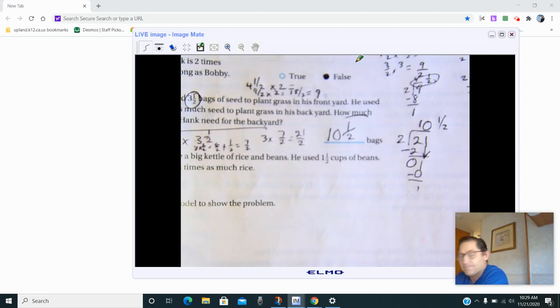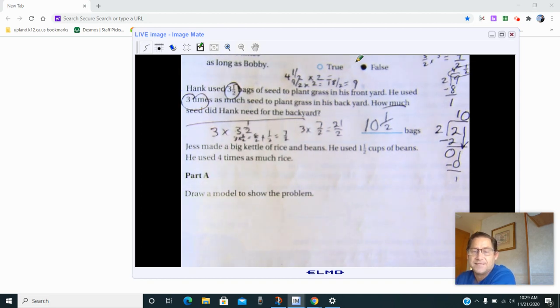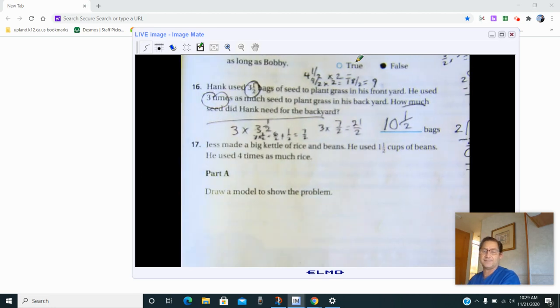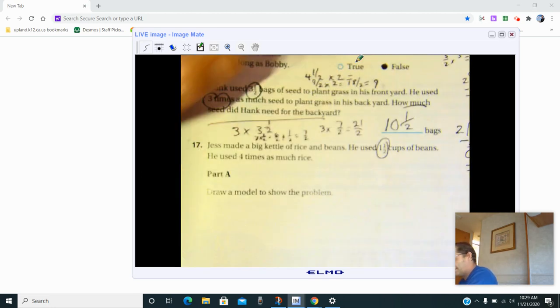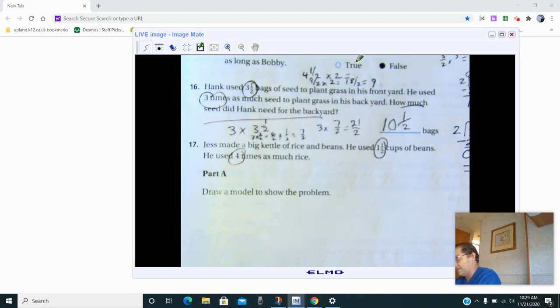17. Jess made a big kettle of rice and beans. He used 1.5 cups of beans. He used 4 times as much rice. 4 times as much rice as beans.